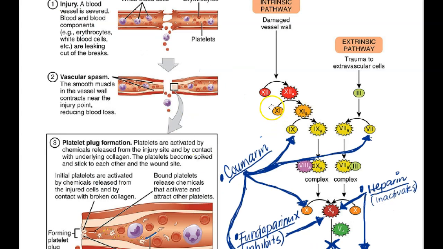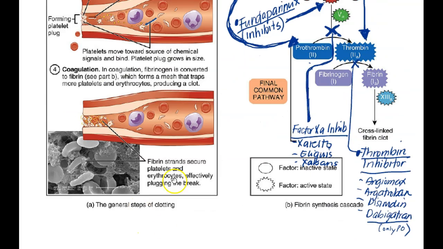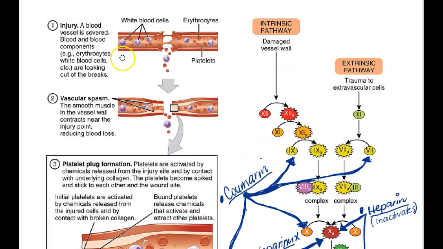And in order to fully understand the difference between anticoagulants or anticoagulation versus platelet aggregation inhibitors, we have to understand what happens in clotting. This is an illustration of the general steps of clotting, on the left side over here. First it starts with an injury. A blood vessel is severed, there's something going on. We have white blood cells, red blood cells, and platelets going to that area of injury.